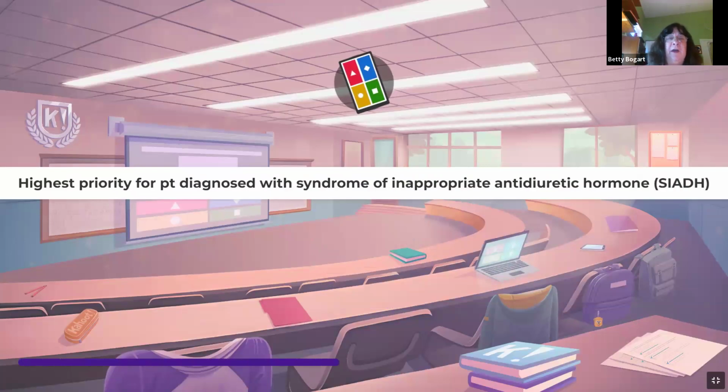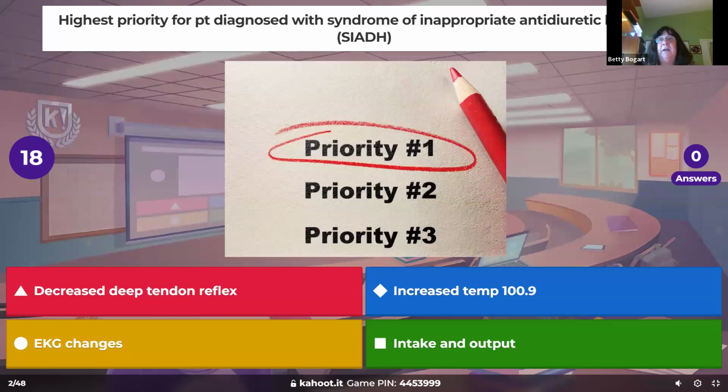Highest priority for a patient diagnosed with syndrome of inappropriate antidiuretic hormone. Well, that is a mouthful. Inappropriate means it's not right. Anti is against, diuretic is urinating. Too much of against urinating hormone. What would you see? That sounds simple as SIADH is.